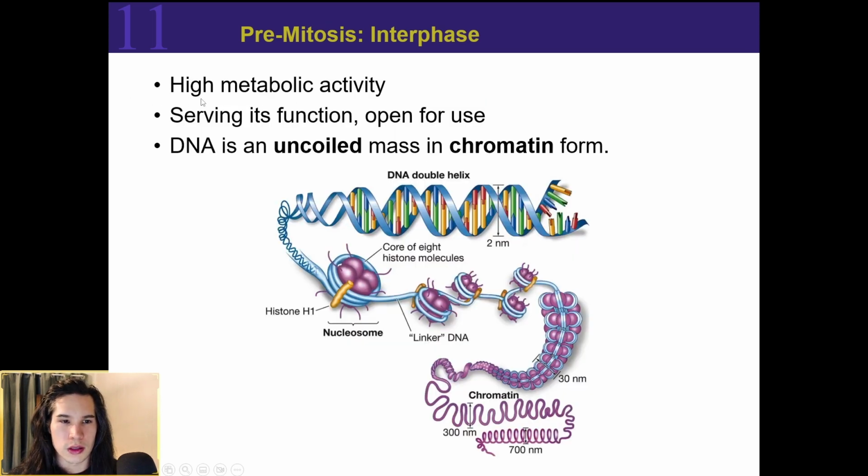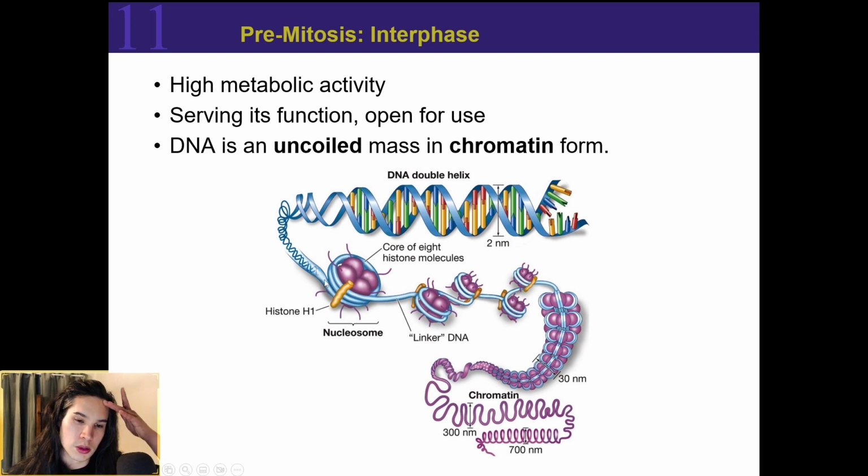So during interphase, your cell is going to have a high metabolic activity. It's going to be conducting its normal cellular processes, interacting with its environment, serving its function. Again, your DNA is in an uncoiled chromatin form. So here we have double-stranded DNA, and that's going to be depicted here as this blue coil.